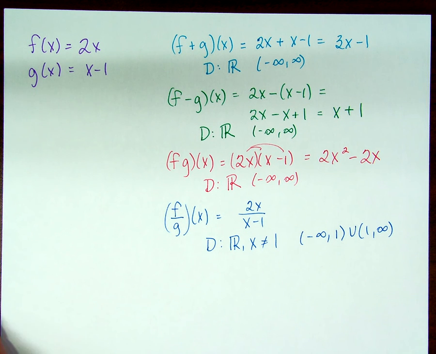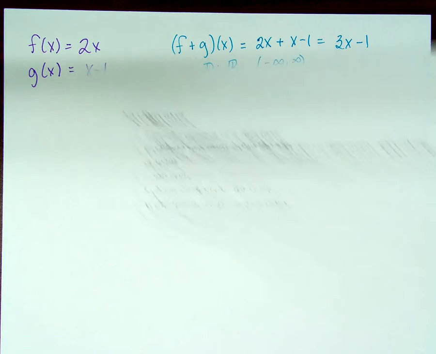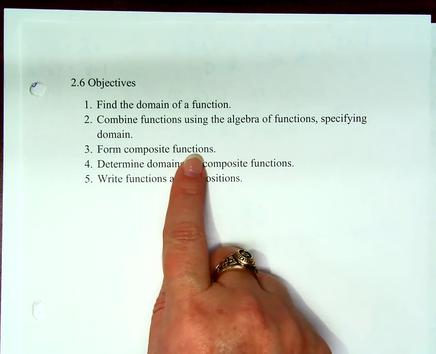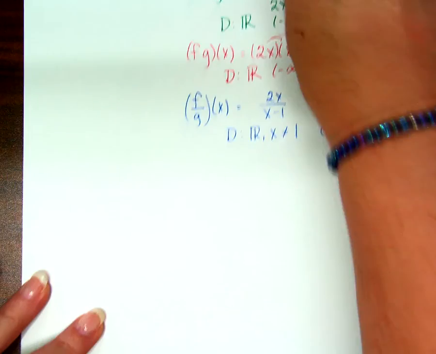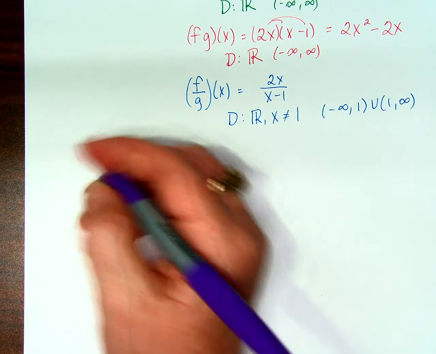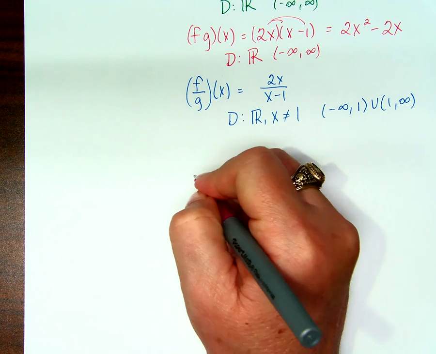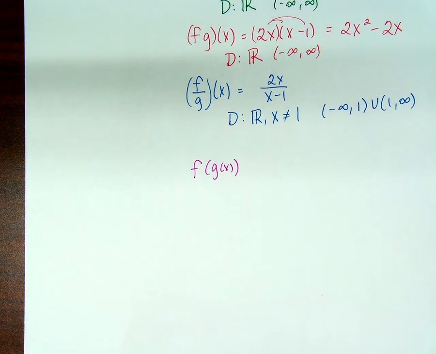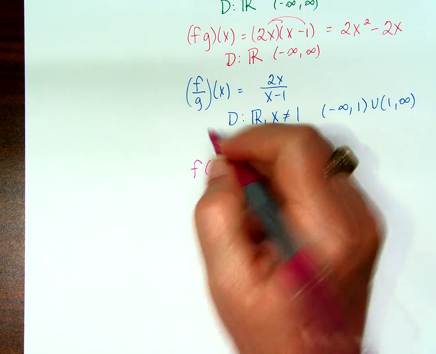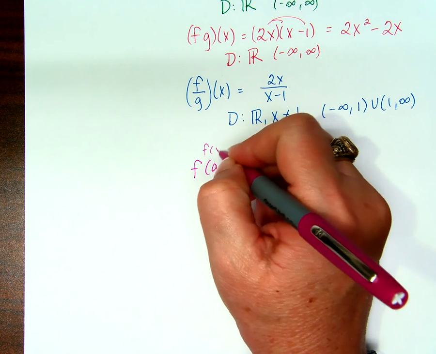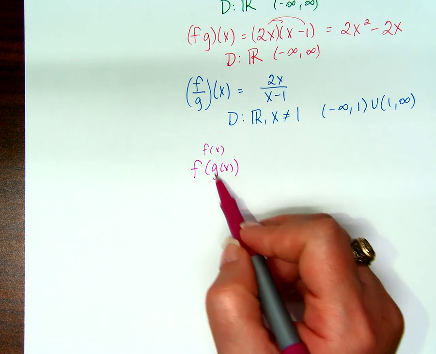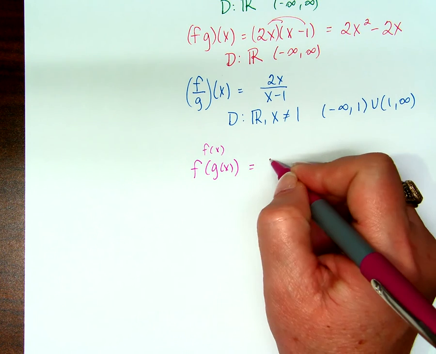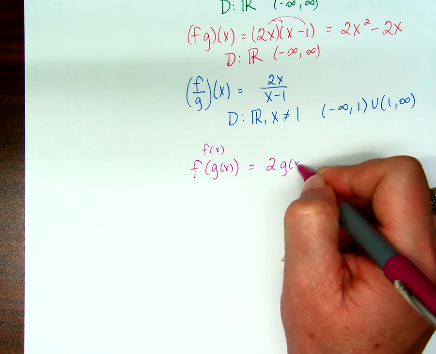Now, let's do some compositions of functions. Compositions of functions says we're not adding, subtracting, multiplying, or dividing. What we're actually doing is saying f of g of x. Now remember, this used to say f of x, so anywhere there's an x, I'm going to write a g of x. So this would really look like 2g of x.